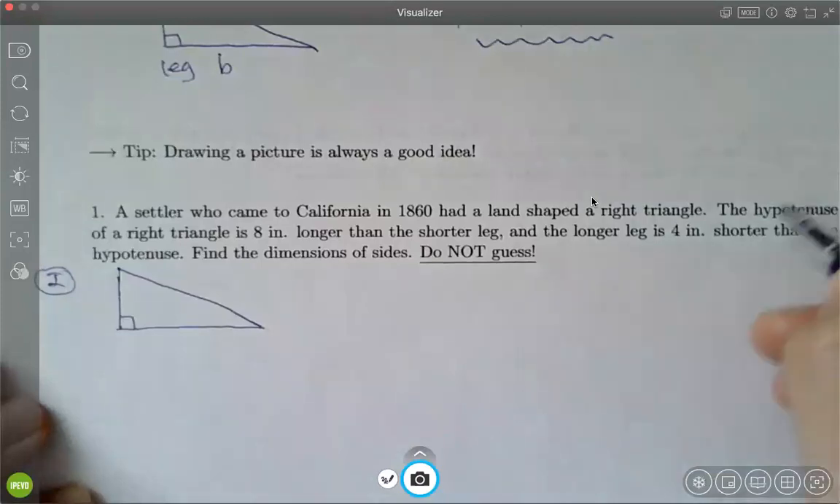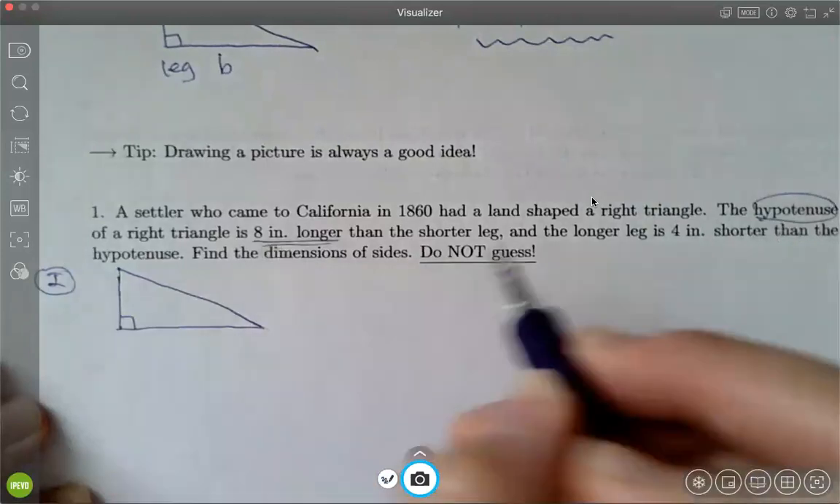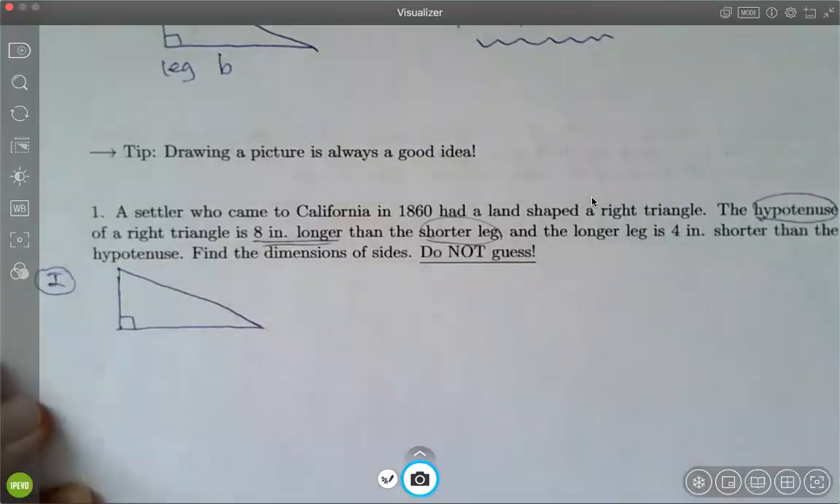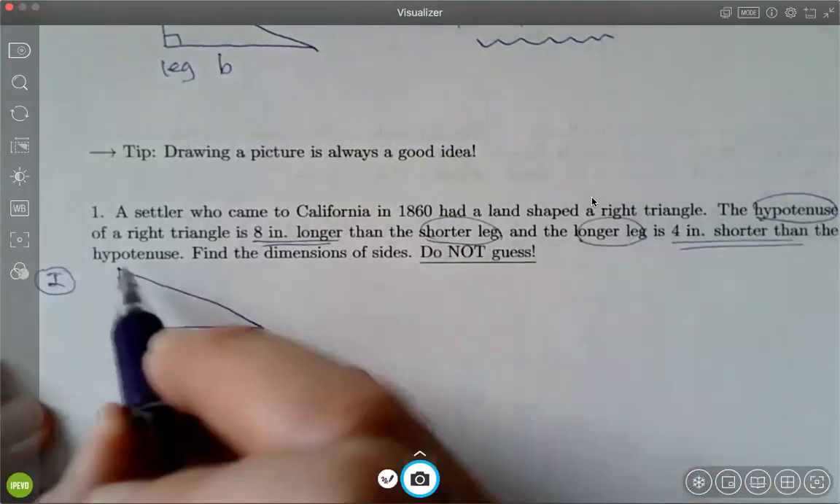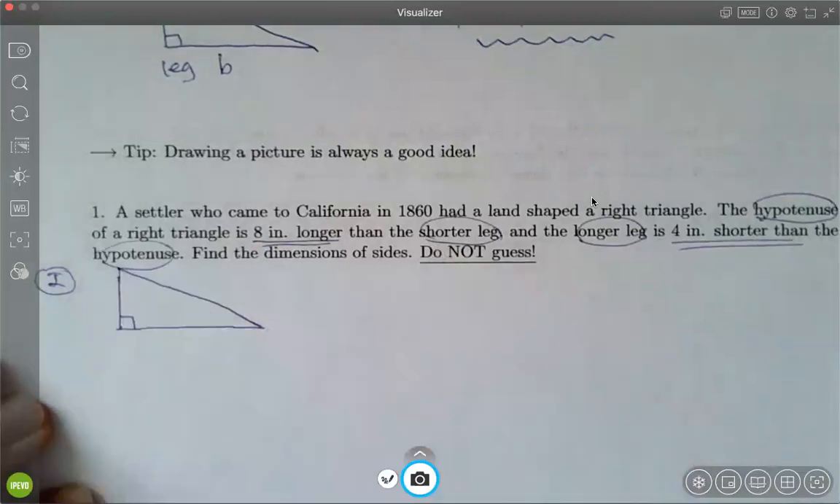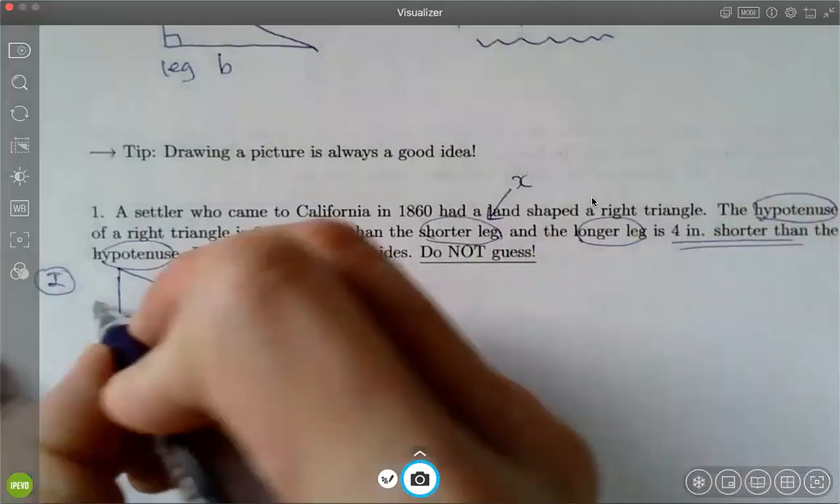The hypotenuse is 8 inches longer than the shorter leg. So we know a little bit more about the hypotenuse, right? And the longer leg is 4 inches shorter than the hypotenuse. So we know a little bit more about the longer leg as well. But what do we know about the shorter leg? We know nothing, right? So that's why x needs to be the shorter leg. So that is x.